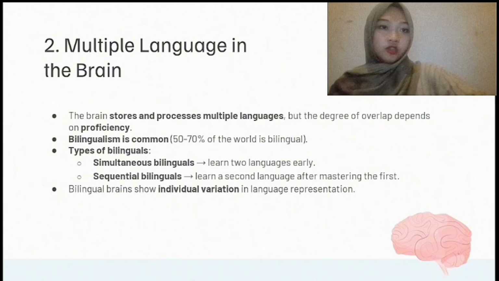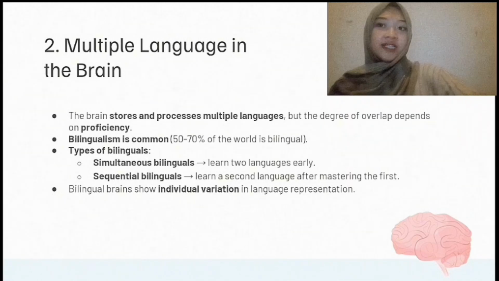Okay, there are two types of bilingualism. The first one is simultaneous bilingual. Simultaneous bilingual is learning two languages from an early age, like someone who learns two languages from a young age before fully mastering the first language. The second one is sequential bilingual, learning a second language after mastering the first language. So, someone who learns a second language after mastering the first language is a sequential bilingual.